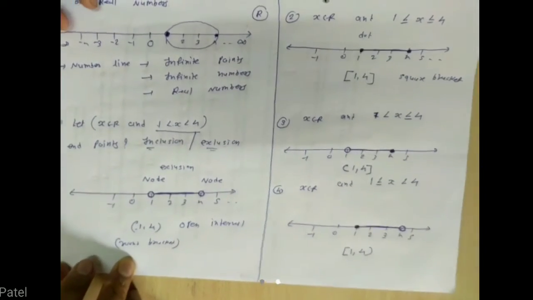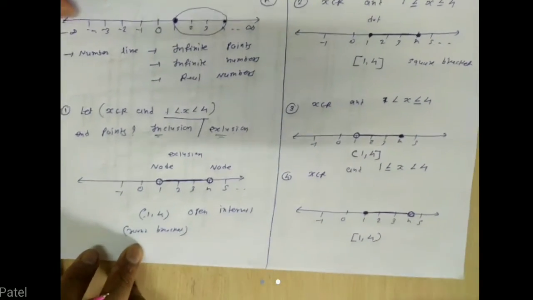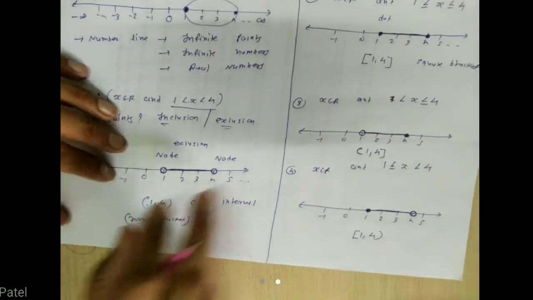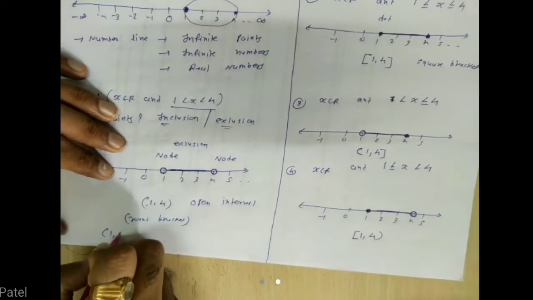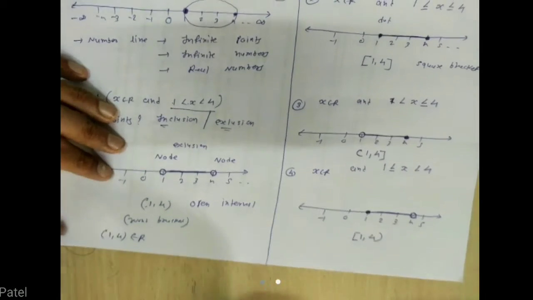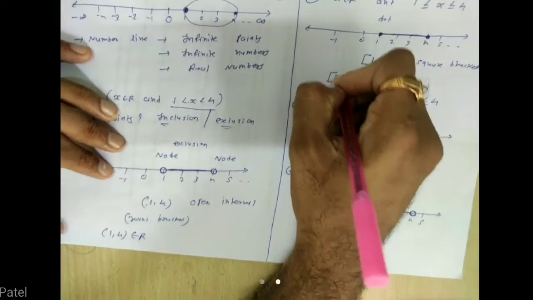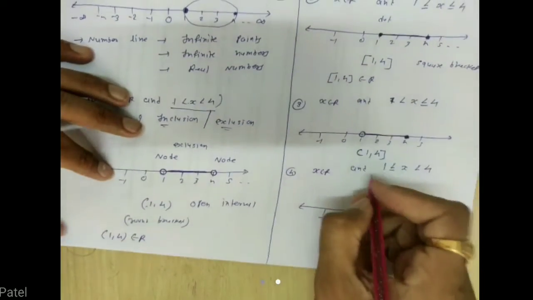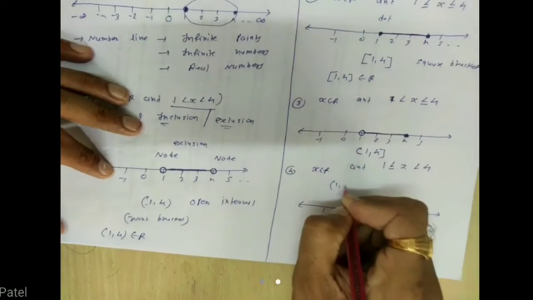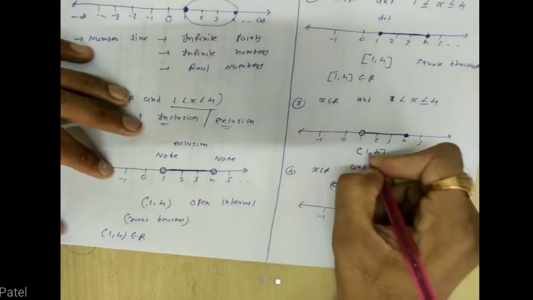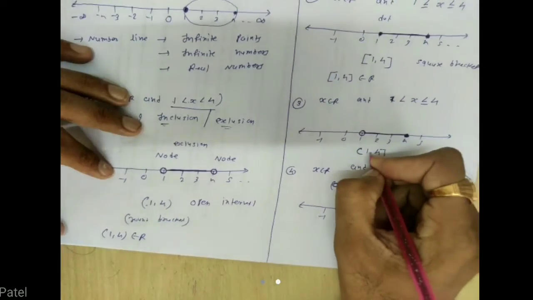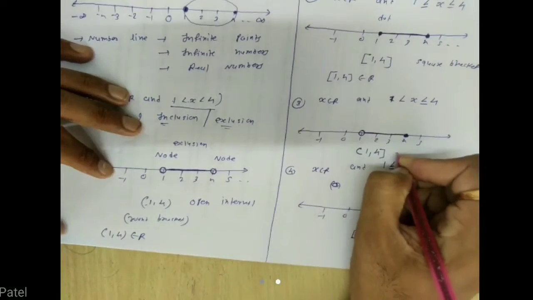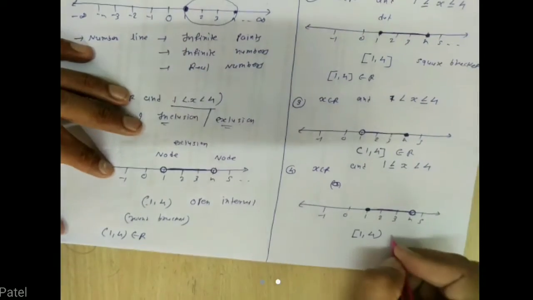Done? इसको read कैसे करेंगे? So here this is a subset of real numbers. So here you can write 1 to 4 subset of R. Closed interval 1 to 4 is a subset of R. Open interval 1 to closed interval 4 is a subset of R. This is also a subset of R.